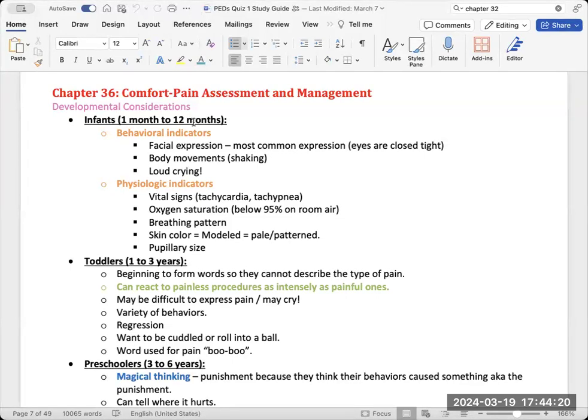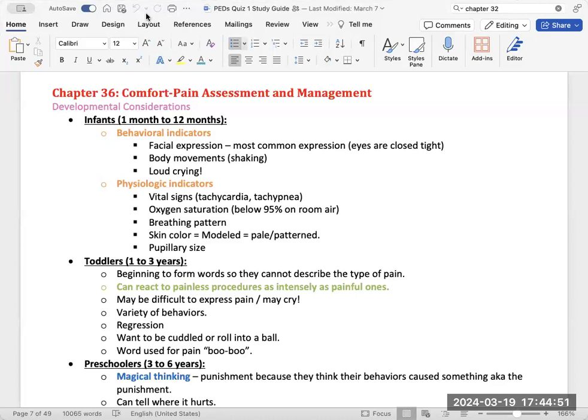Okay. So, when they're 1 to 12 months, we have behavioral indications. When we want to know they're in pain, they're going to tell us in two different ways, behavioral or physiological. Remember, they can't talk. So, facial expressions, such as eyes closed tight, like they're squinting really hard, are a sign that the baby could be in pain. Body movements, like shaking, mean the baby is in pain. Loud crying lets me know that this baby can be in pain.